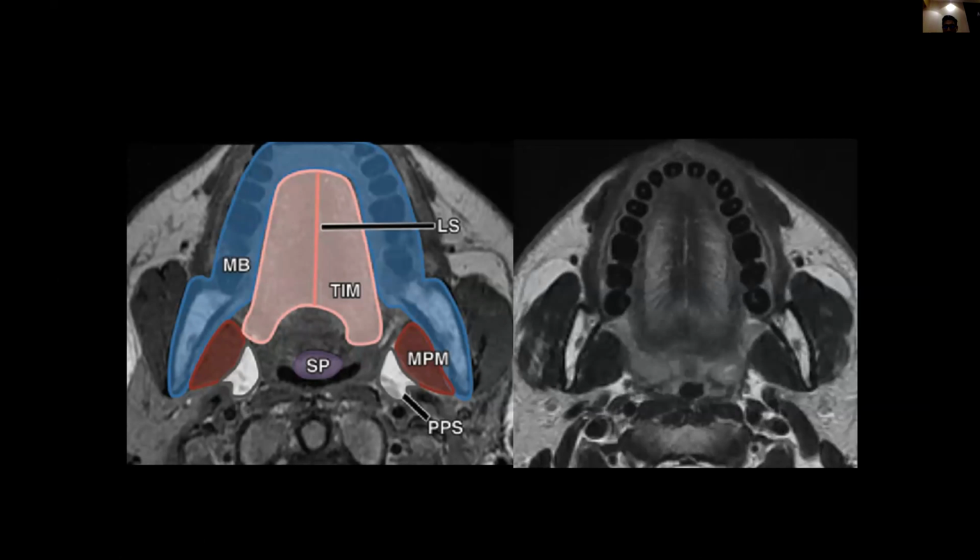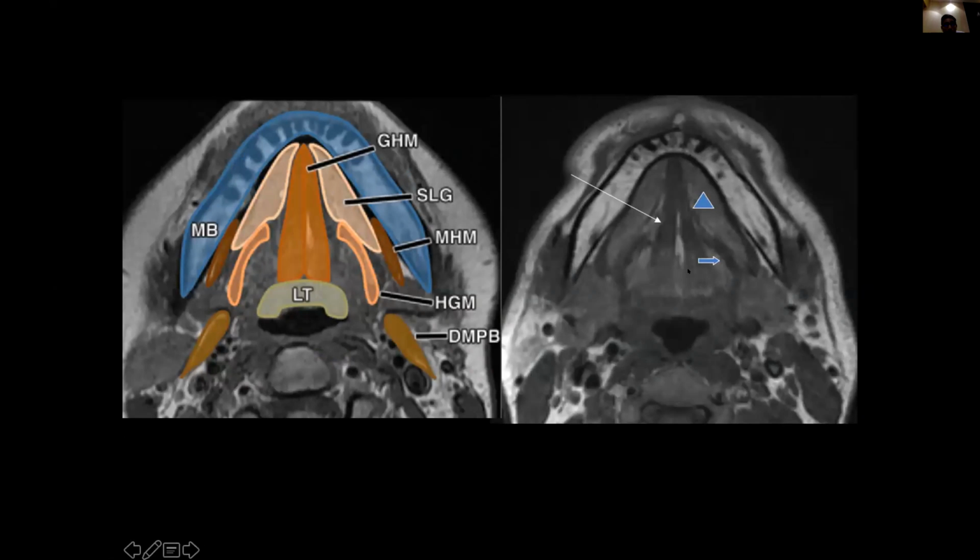As we go a little down, you see the muscles are becoming even more prominent. The fern-shaped pattern is seen better now, and the lingual septum is also clearly visualized. The moment we go a little down, you start appreciating the extrinsic muscles. So the extrinsic muscles, they are named by the origin or the insertion.